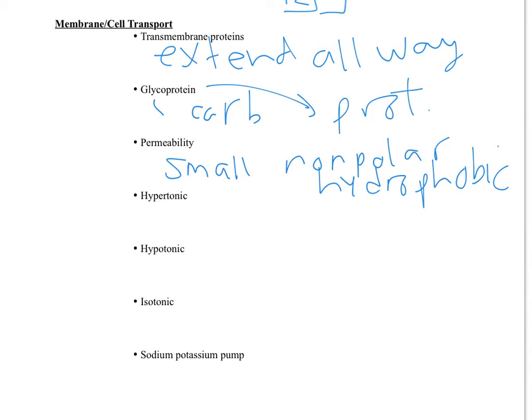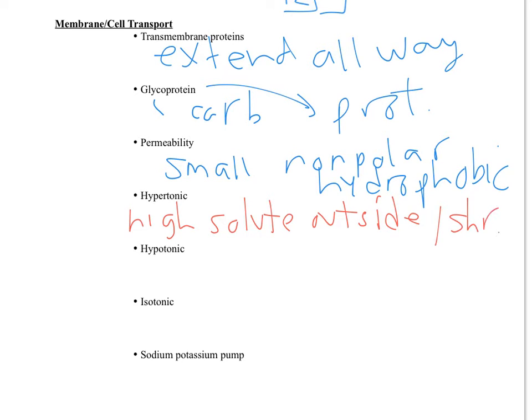All right, then you have your three conditions of osmosis: hypertonic, hypotonic, and isotonic. For hypertonic, hyper refers to high solute outside the cell. So if there's high solute outside the cell, that means there's lots of water inside the cell in comparison to outside the cell. So water is going to leave the cell and the cell is going to shrink. If it's a plant cell, the cell wall will not change. The vacuole will just get smaller and the organelles will shrink down. And it would lose turgor pressure and wilt.